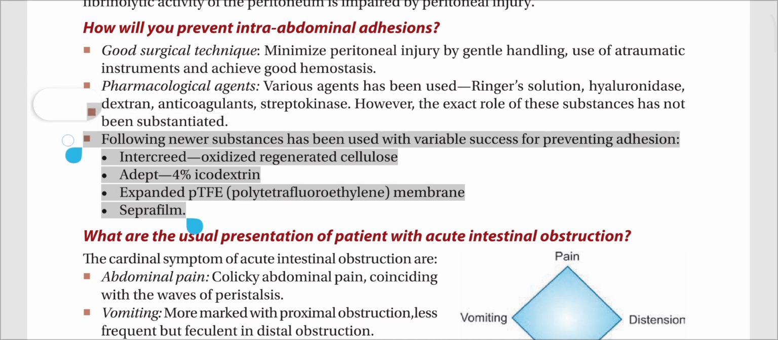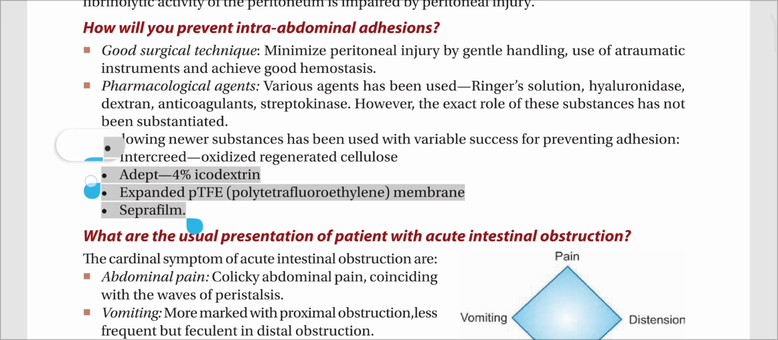The following newer substances have been used with variable success for preventing adhesion: Intercoat, oxidized regenerated cellulose, Adept, 4% icodextrin, expanded PTFE, polytetrafluoroethylene, membrane, Seprafilm.